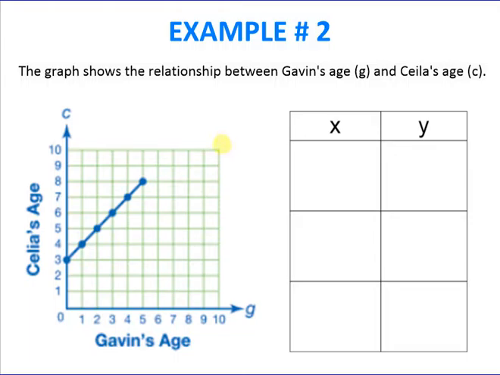All right, example 2. The graph shows the relationship between Gavin's age and Cecilia's age. So let's go ahead and pull off our coordinates. So we have 0, 3. We have 1, 4. And 2, what is that? 2, 5.